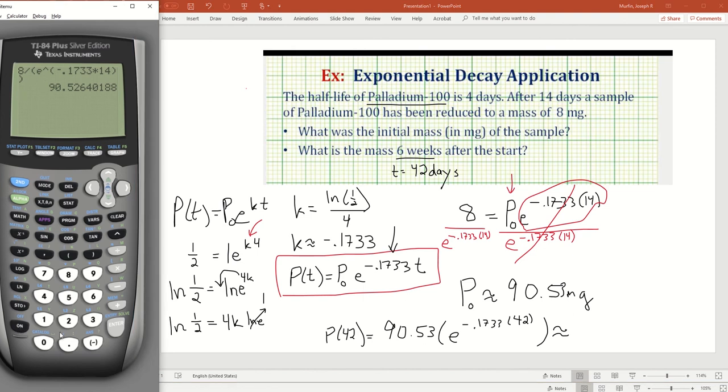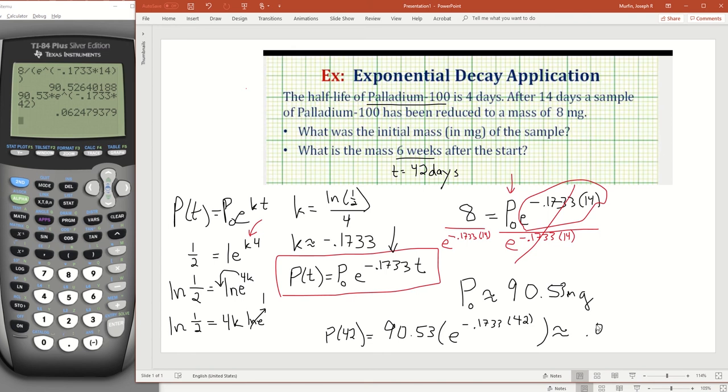So let's go over the calculator. So this would be 90.53 times e raised to the negative 0.1733 times 42. And let's see what we get. So this is going to be approximately 0.0625 milligrams left over after 42 days.